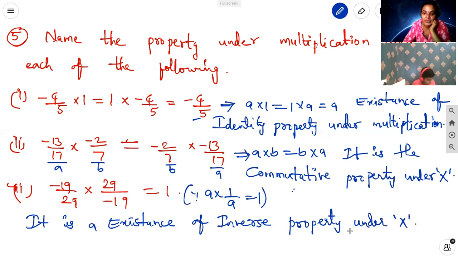You have to remember what closure property, associative, identity, commutative and inverse are. Here A into 1 equal to 1 into A. If 1 is there, that is clearly identity; the multiplicative identity element is 1. Whatever element is multiplied with 1, we get the same element, so that is suitable to the identity property. If the same numbers are there but the order is different, that is clearly the commutative property. If the product of the two numbers is equal to 1, it is the inverse property.